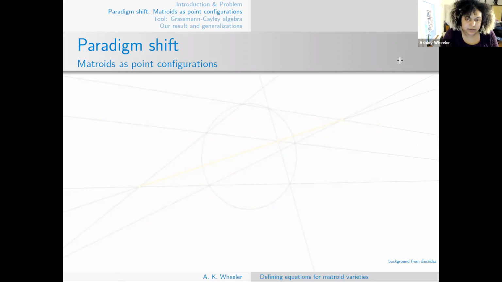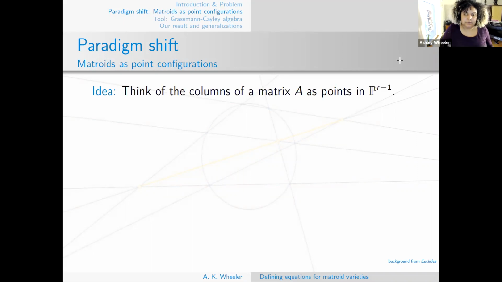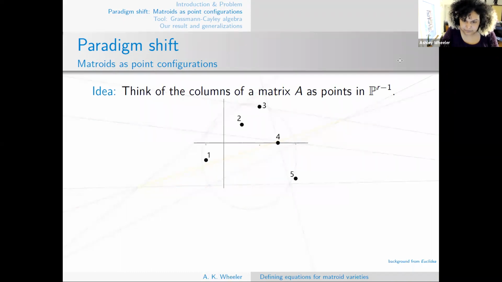So before I go into any examples, I want to do a paradigm shift. Instead of thinking of matroids as matrices or points in the Grassmannian, we're going to think of matroids as point configurations in projective space. So think of the columns of a matrix as giving coordinates for points in projective space. And I've done this for the original matrix that we started out with, A. So what I did was I literally drew the vectors given by the columns of A and then drew the lines through the origin that they span. And then I cut those lines with the plane z equals 1. And so the intersection of a line with a plane is a point. And I get these 5 points. Each one of these points corresponds to a column of the matrix A.